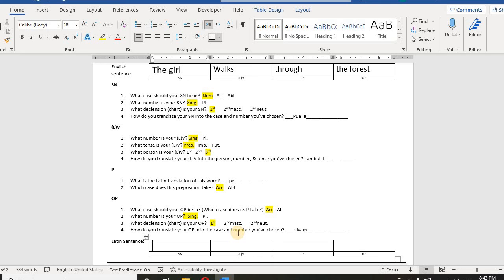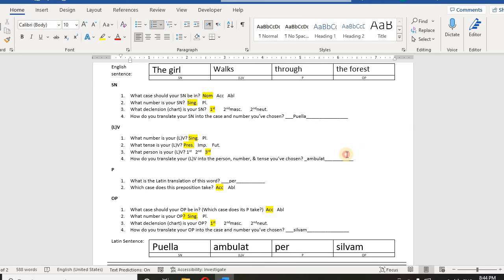So my final Latin sentence is going to be Puella ambulat per silvam. And that is how we translate into Latin.